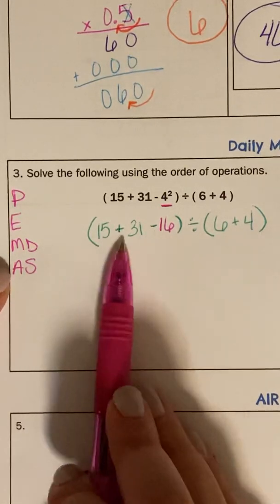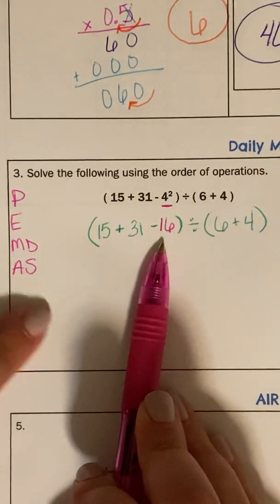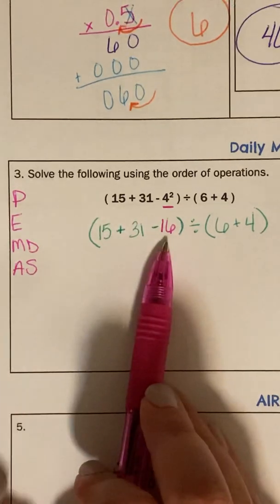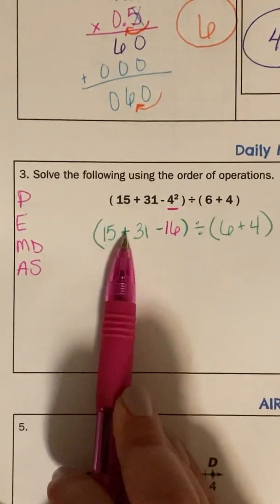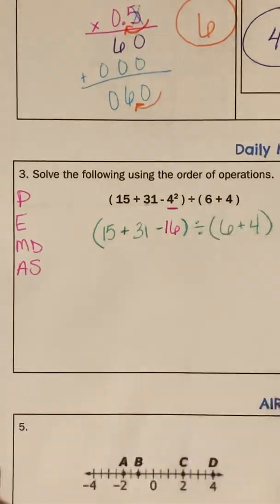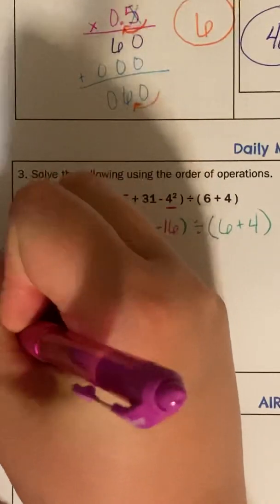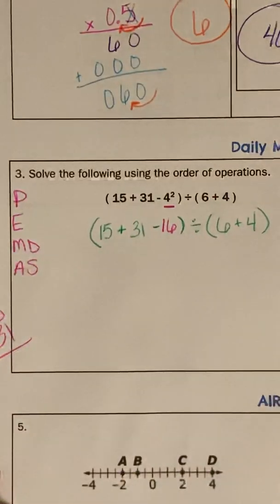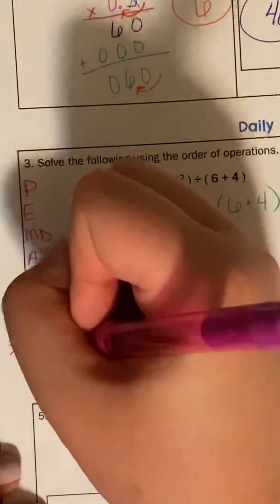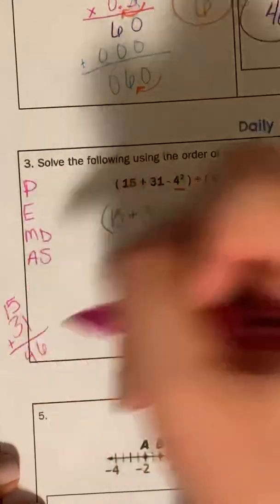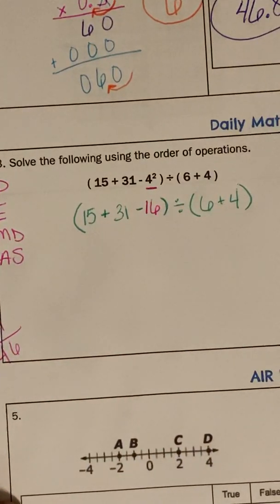Addition and subtraction in here? Yes, we have both. Now, we're going to go from left to right, whichever comes first. Oh, addition comes first. 15 plus 31, you could do it off to the side. 15 plus 31: 5 plus 1 is 6, 3 plus 1 is 4. So we have 46, I'll go back on the page there.